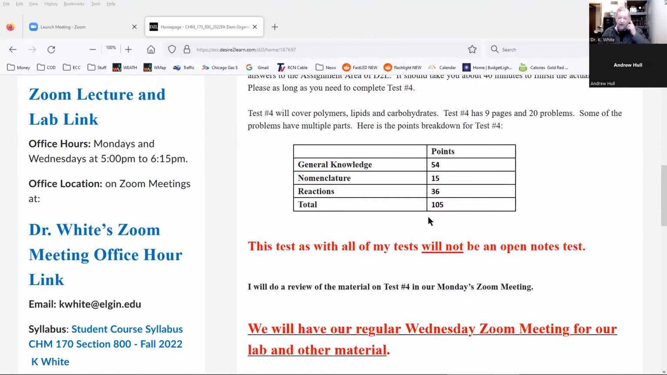Now, test number 4 will cover polymers, lipids, which is fats, oils, and steroids, and carbohydrates. It has 9 pages, 20 problems. Some of the problems are multiple part. As I mentioned earlier, I have never and will never do a multiple choice in Chem 170, and I won't. And here is the point breakdown. 54 points general knowledge, nomenclature 15, reactions 36. It adds up to 105, so there are 5 bonus points.